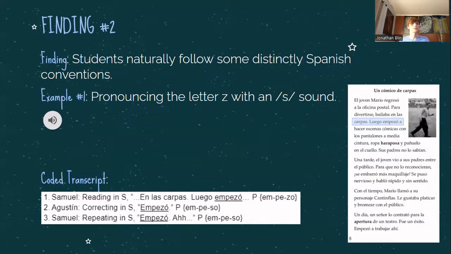And then for my second finding, I noticed that students naturally follow some distinct Spanish conventions. When I'm talking about conventions, I'm talking about rules and general things that usually happen within the language. One of those rules is that whenever you come across a word that has the letter Z in it, it's always pronounced with an S sound, unlike English where it's pronounced with a Z sound. It shares that sound with S. And so you can see that again in this example.